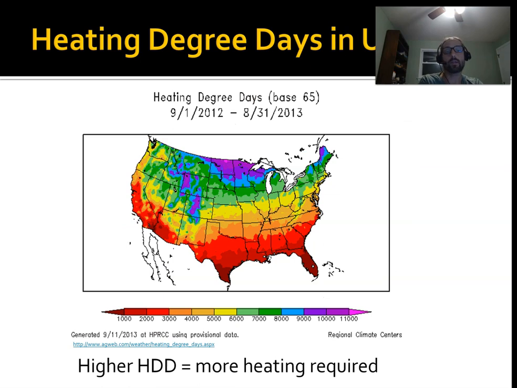Just as a reminder, heating degree days give you a sense of how much heat you need to provide to a building in order to get it to a comfortable indoor air temperature. And remember, higher heating degree days means it's generally colder. So the high, 10,000 plus heating degree days are up here in northern Minnesota, northern North Dakota. And the low, 1,000 or less, are down here in the southern parts of the U.S. So more heating degree days means you need more heating, which means it's colder in general.